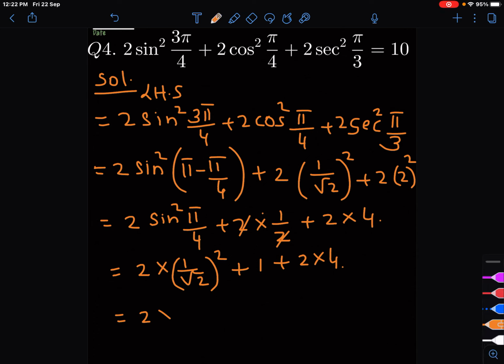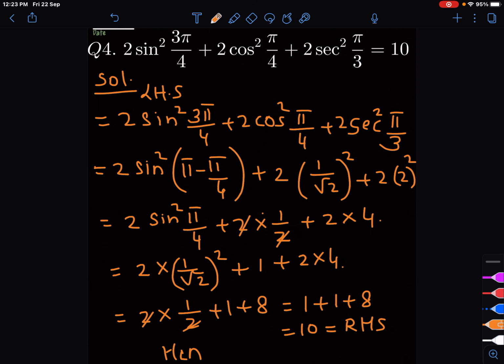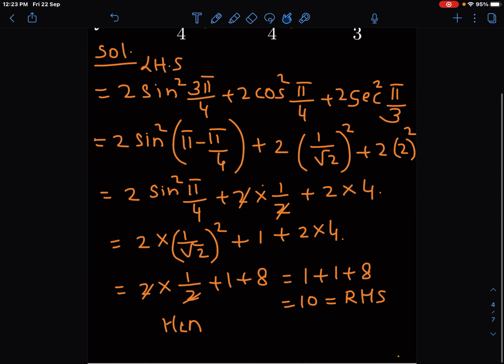Now we'll be getting 2 into 1 by 2 plus 1 plus 8. So 2 gets cancelled again. So it will be 1 plus 8, which is equal to 9, plus 1, which is equal to 10, which is equal to our right hand side. Hence proved.